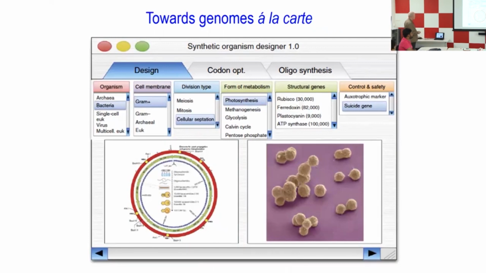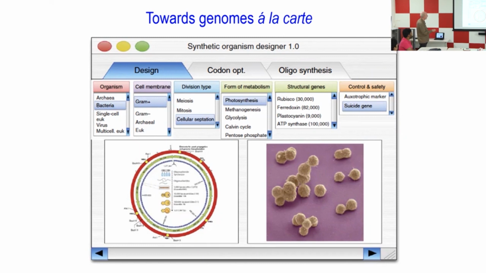But in any case, the vision that some have for the future of genomes a la carte is that you may have this type of interface. Well, this interface is a simulation, don't think that it exists. But you say, well, what do you want? I want a bacterium. Gram-positive, gram-negative, whatever? I want a gram-positive. Good, great. What type of division do you want? I want septation. Perfect. What is your favorite type of metabolism? Well, it's gram-positive, but I prefer not to spend money on nutrients. Let's make it photosynthetic.